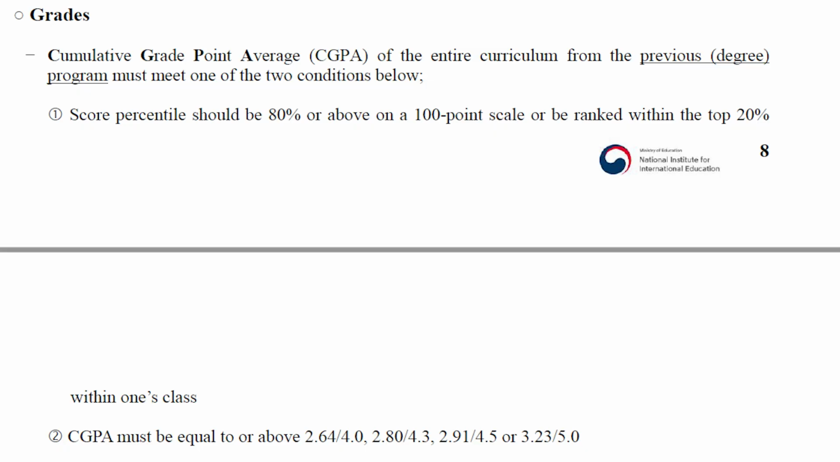And for the grades eligibility criteria, your score percentile should be 80% or above on a 100-point scale. And if your score percentile is less than 80%, then there is also an additional criterion that you are ranked within the top 20% of your class. So how can you get the top 20% certificate? You can easily get it from your high school or from your board or any institution from where you have graduated your high school.